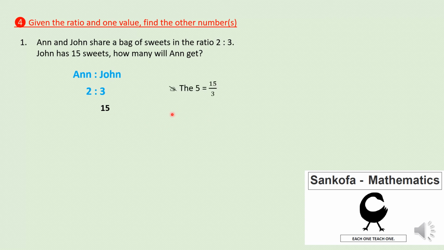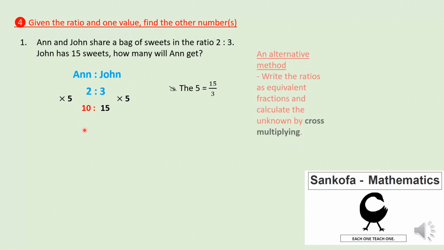So we get a 5 that I'm using here to multiply both parts of the ratio by, by taking 15 divided by 3. So it's always division or multiplication, and it's not subtraction or addition. And once you multiply 2 times 5, you get 10. So N gets 10 sweets.